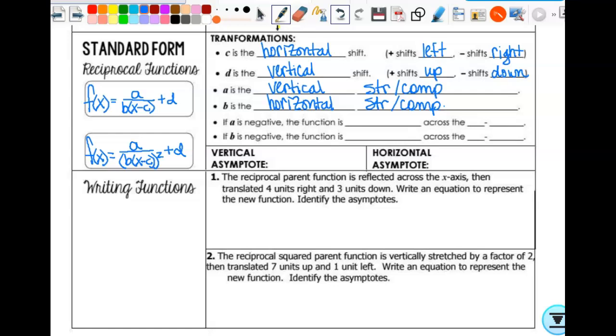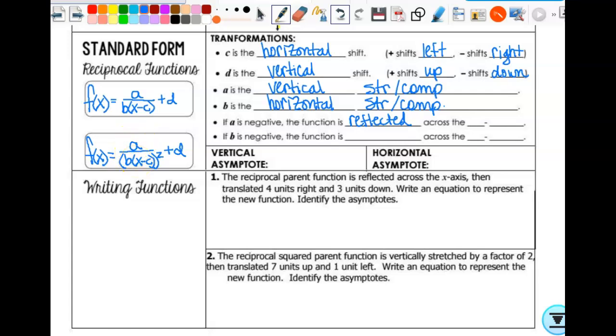So if A is negative, so if I'm going to multiply by a negative, I know that gives me a reflection. So if A is negative, the function is reflected. But which axis would it be reflected across if A is negative? Let me ask you this then. If B is negative, this down here, the negative would affect the x, which means it's a reflection in y, right? So if A is negative, then it's a reflection in x.